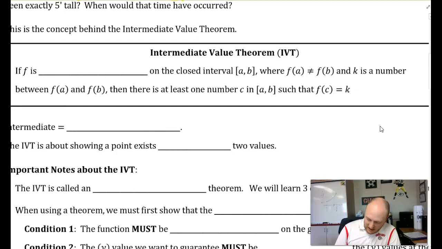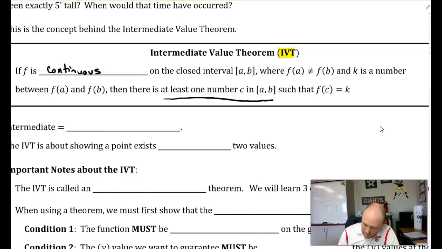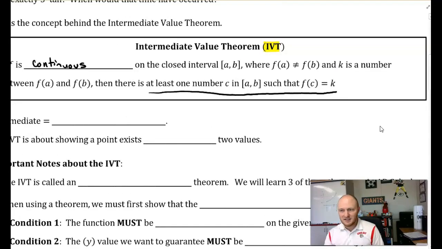Commonly abbreviated as IVT, the intermediate value theorem. If f is continuous on the closed interval a to b, where f of a and f of b are not equal, and k is a number between f of a and f of b, then there is at least one number c in the closed interval a to b, such that when I plug c into the function, it gives me k. And you may be saying, like, what? That doesn't make any sense.